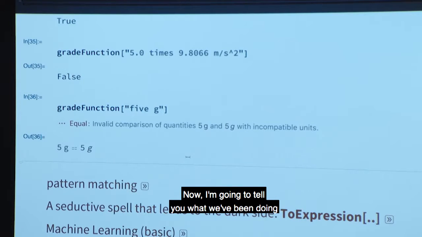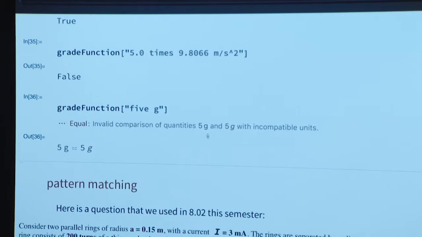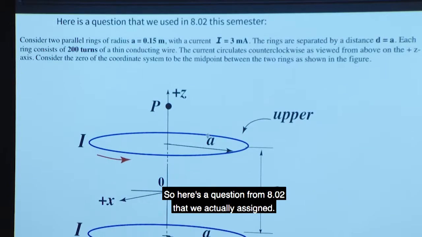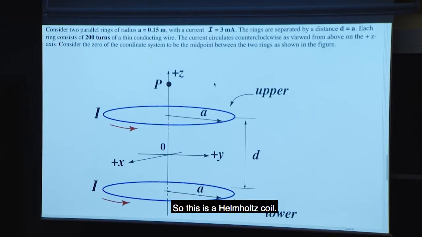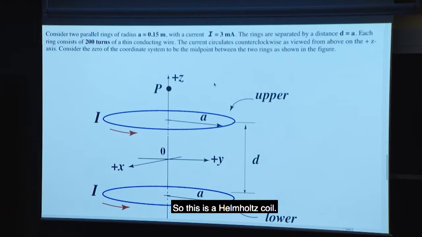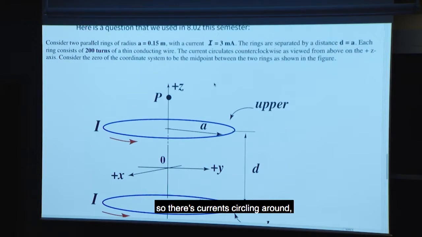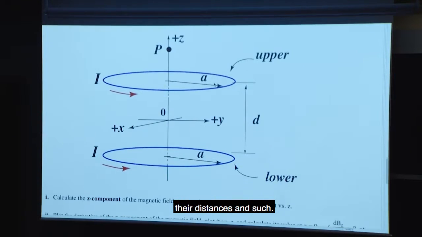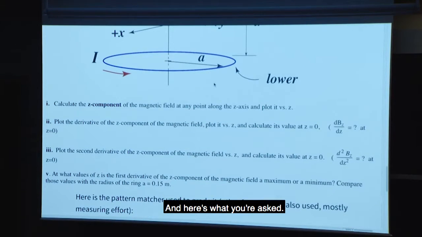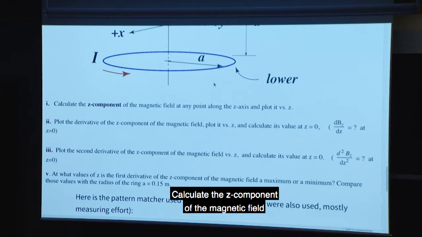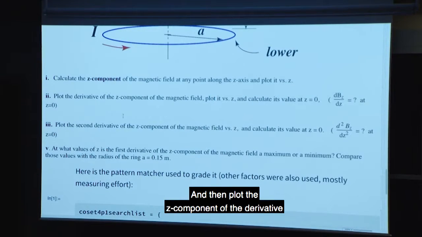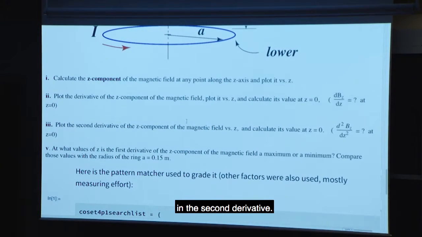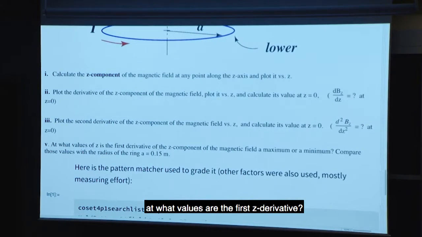Now, I'm going to tell you what we've been doing in 8.02 this spring. Here's a question from 8.02 that we actually assigned, and I'm going to show you how I actually graded it. This is a Helmholtz coil, with current circling around in the same direction in 2 coils, with their distances and such. And here's what you're asked: calculate the z component of the magnetic field along the z-axis. And then plot the z component and the derivative and the second derivative. And then another part, at what values of the first z derivative.